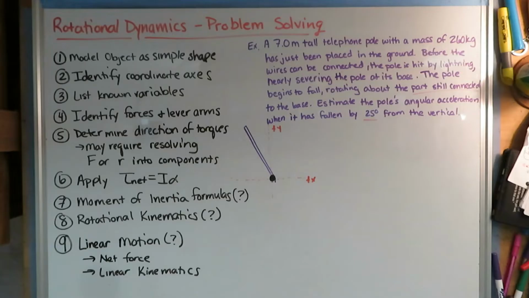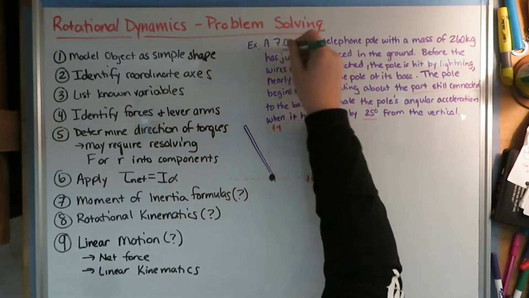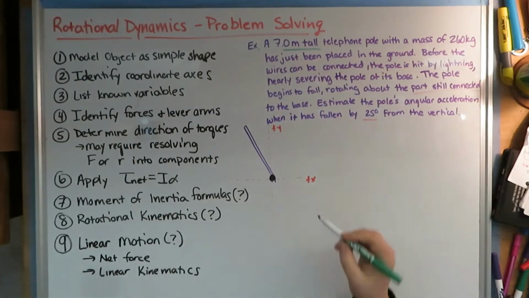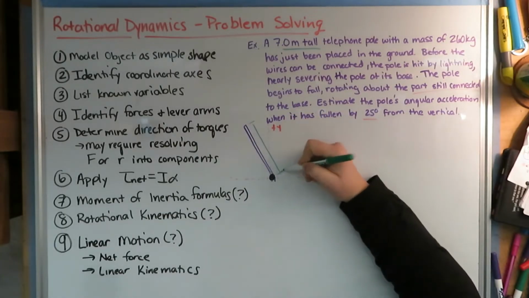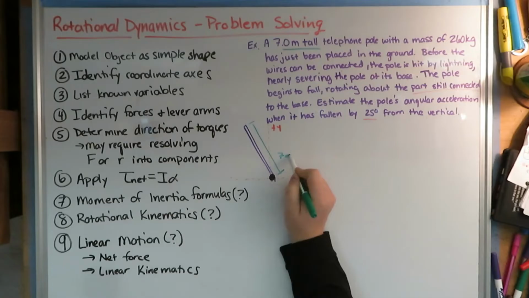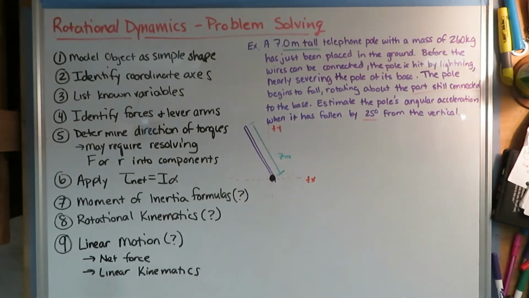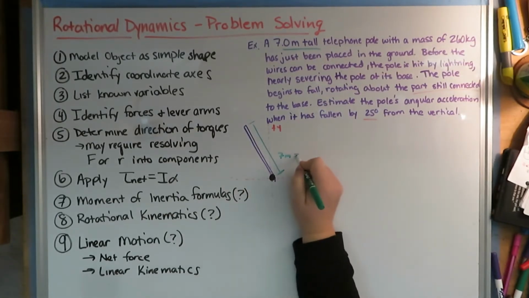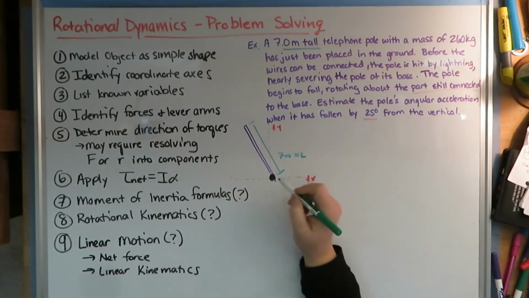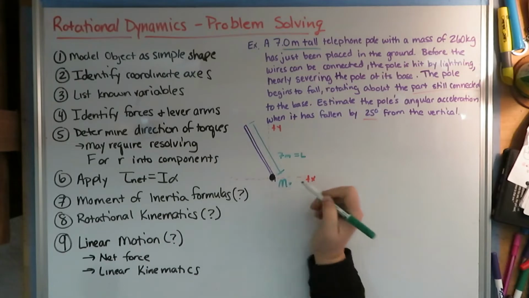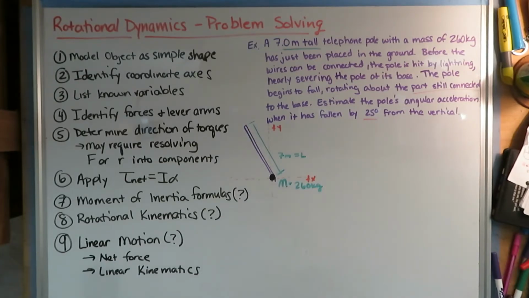If I go through and read, we have a 7-meter tall telephone pole. I'm going to assume that this length here is the 7 meters it is referring to, and that's basically the length of the rod. It's going to have a mass M, which is equal to 260 kilograms. And the 25 degrees, that's really all they give us.